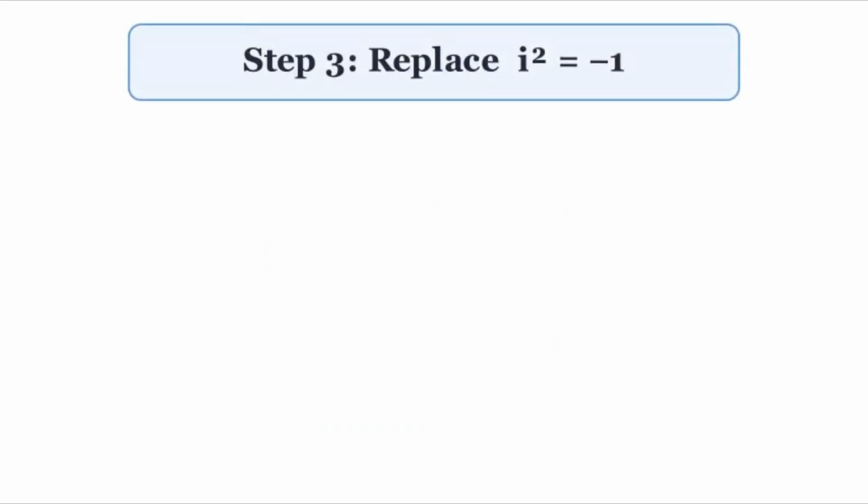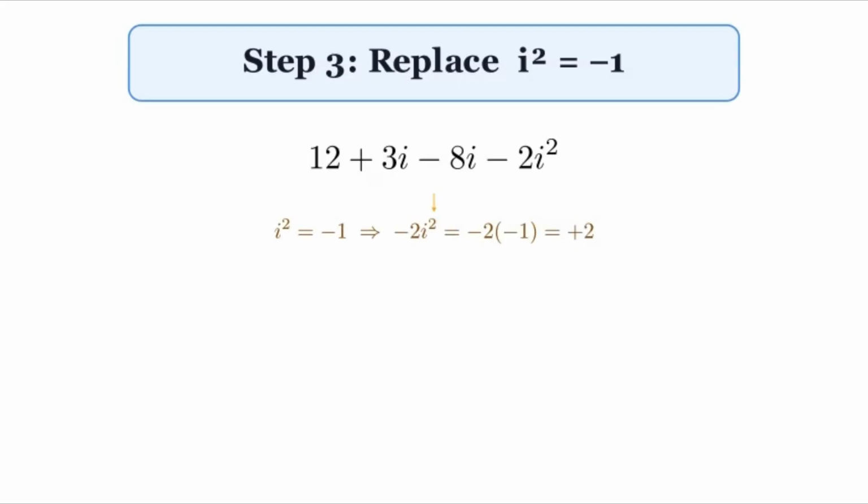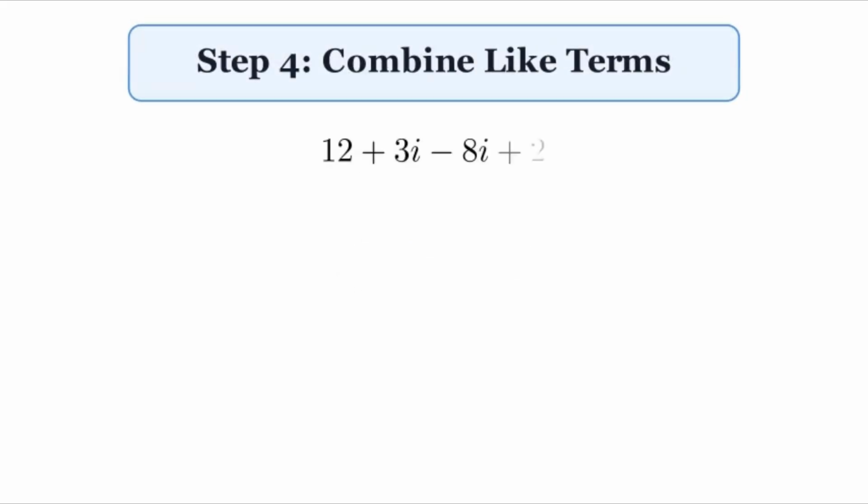Here's the step that makes complex multiplication unique. i squared always equals negative 1, so negative 2i squared becomes negative 2 times negative 1, which is positive 2. Now we collect everything. Our four terms are 12, 3i, negative 8i, and positive 2.